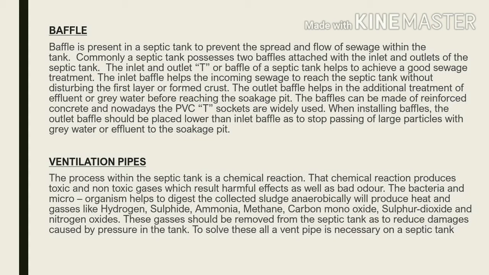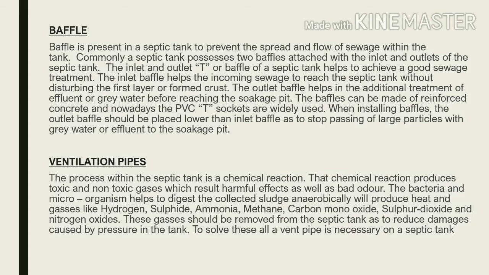Next is the ventilation pipe. Students, you will see in the design of the septic tank where the ventilation pipe is constructed. This pipe is used for passing through the gases from the chemical reaction which is formed in the septic tank. The chemical reaction produces toxic and non-toxic gases. As a result, there are harmful effects as well as bad odor.